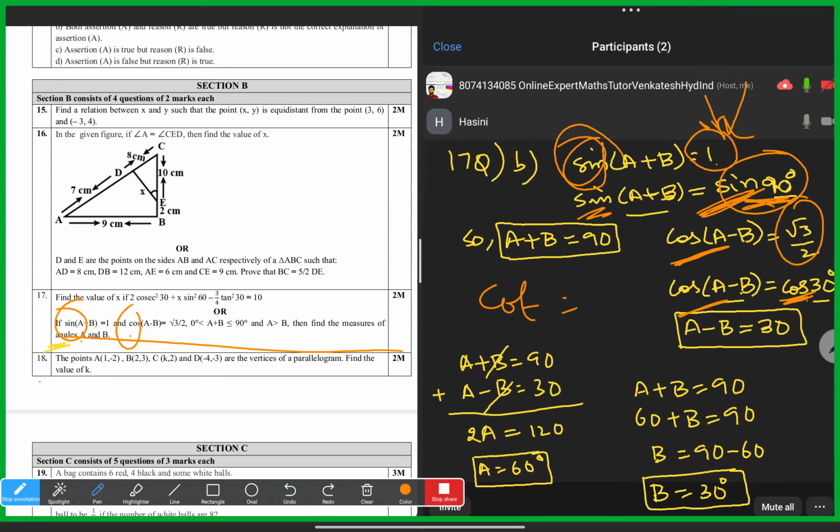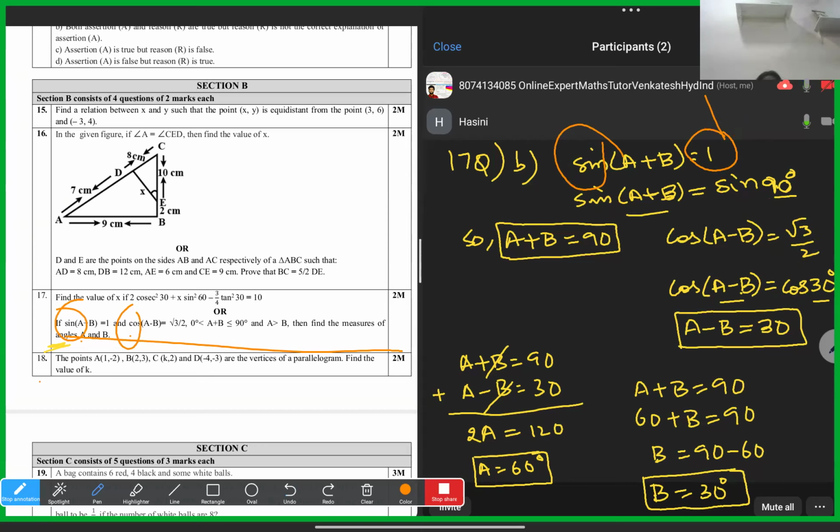Yes, sir. They'll just change the sin and cos here, no? Like in the exam, tan and cot will be given, or secant or cosecant. Same question, same one. Okay.